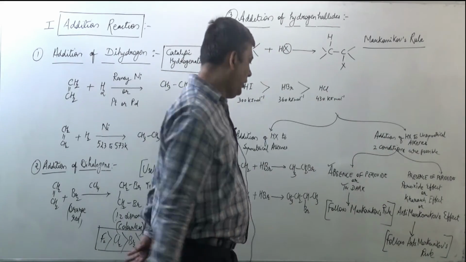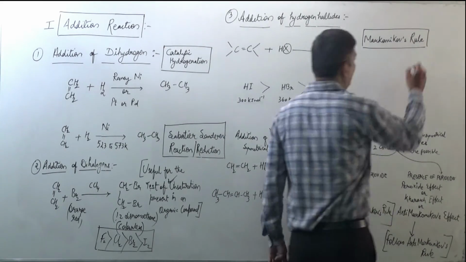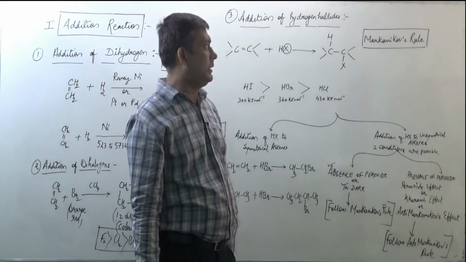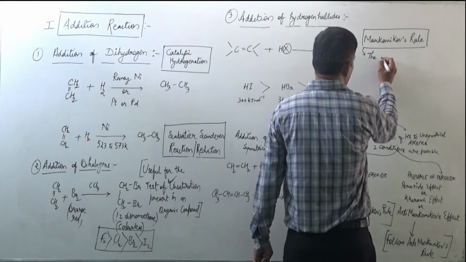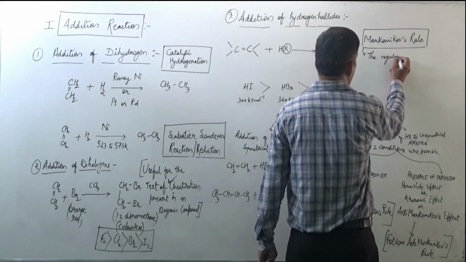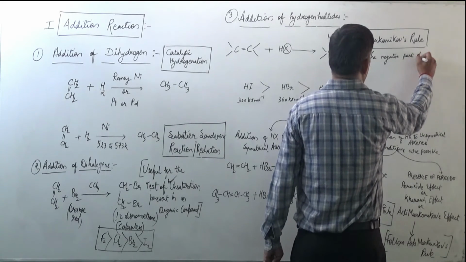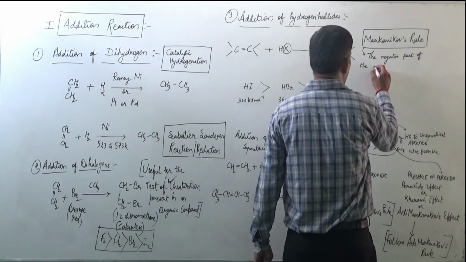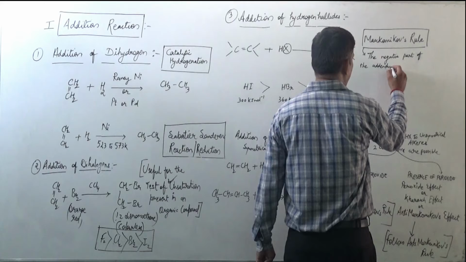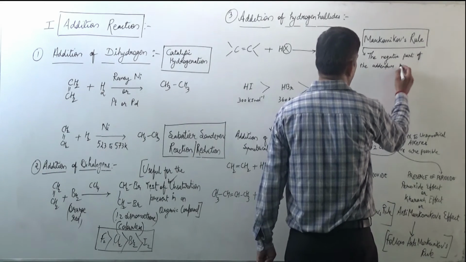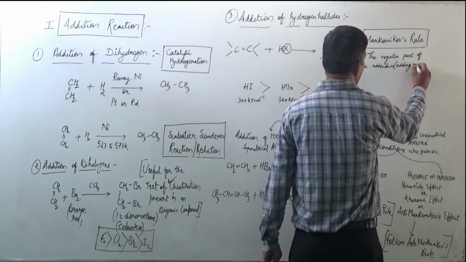So I am writing the Markovnikov rule once again. It states that the negative part of the addendum, the adding molecule, is called addendum. Addendum means adding molecule.